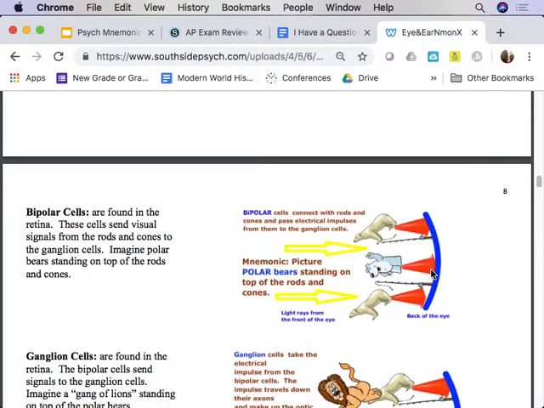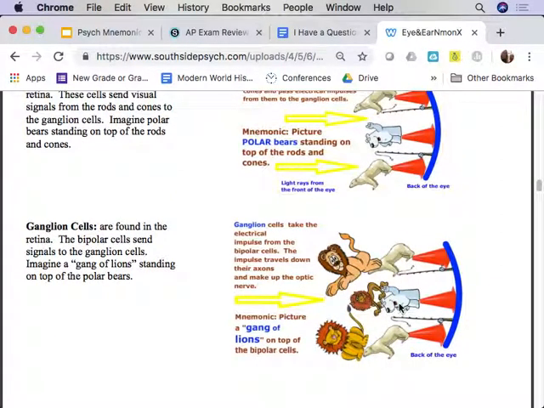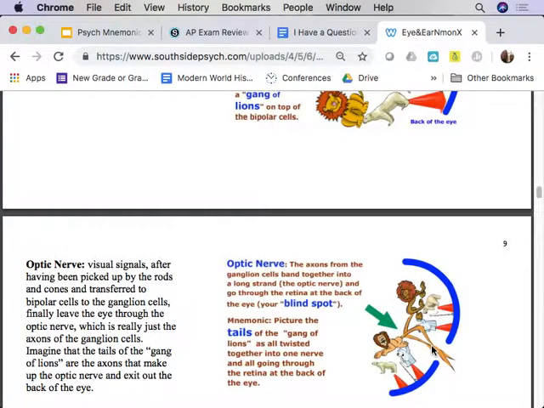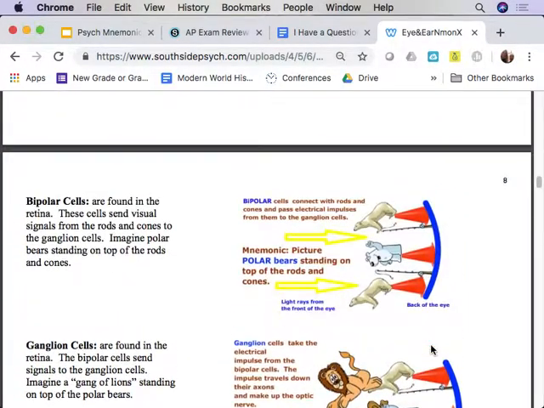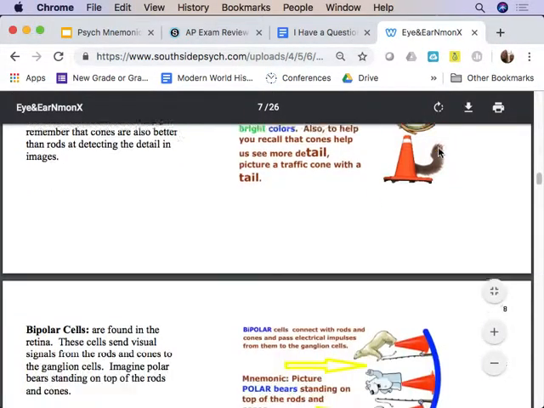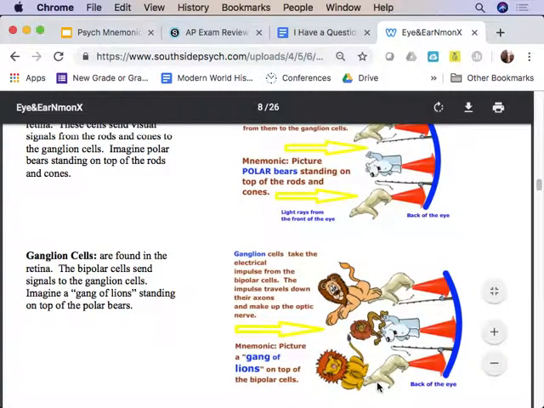Next, you picture polar bears for the bipolar cells, which connect with the rods and cones. So you need to picture polar bears standing on top of the cones, kind of like they would at a circus. And then you picture lions on top of the polar bears, and a gang of lions for ganglion cells are going to then converge to form the optic nerve. So again, what this means is that the photoreceptors are the rods and cones, so those can be used interchangeably. Then the photoreceptors activate the bipolar cells, and the bipolar cells activate the ganglion cells, which now it's a neural message.